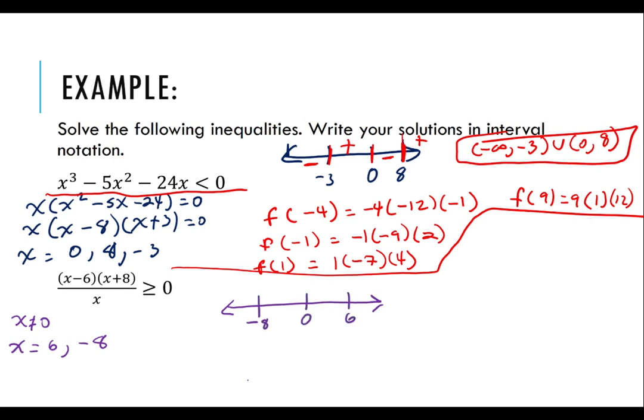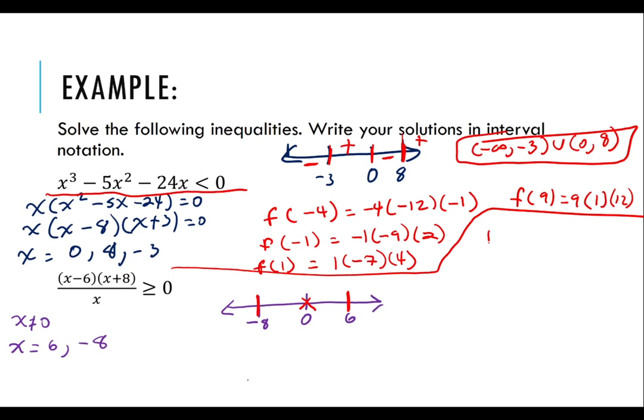Now we have our critical values, but I want to make note. Negative 8 could be a solution because of the equality. 6 could be a solution because of the equality. But 0 is a domain restriction, so 0 can never be included. It will only ever get a parenthesis if it's an endpoint of the solution set. So then I need to pick values, plug them in, and see if we're above or below.